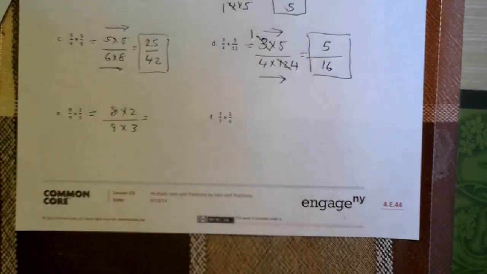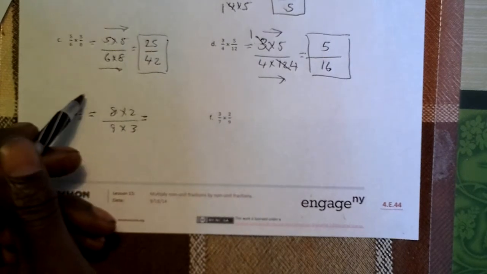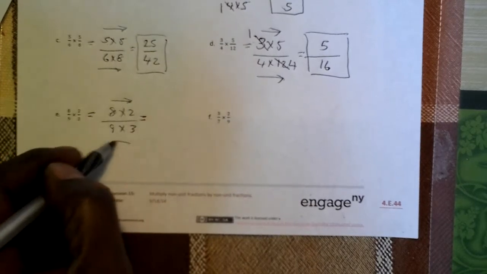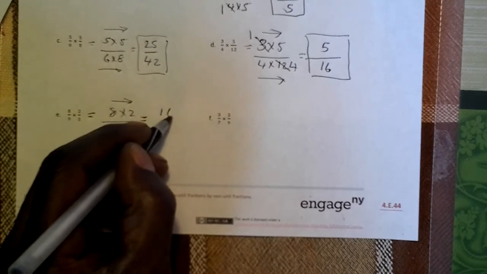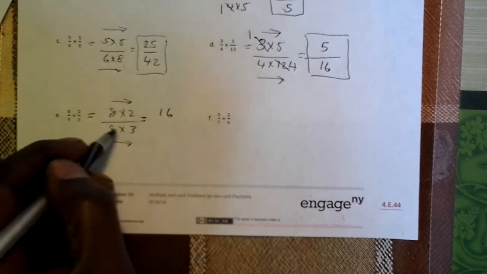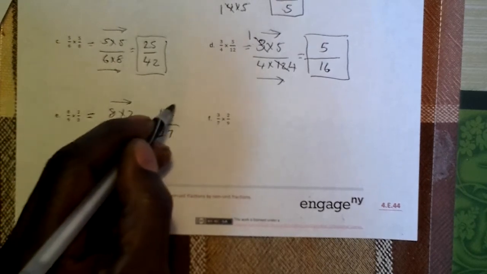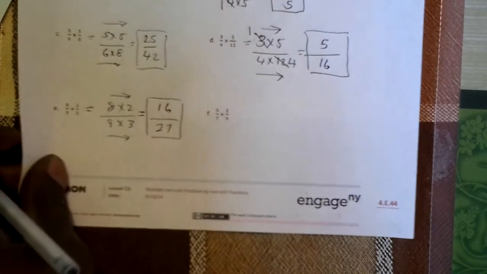No, we don't, do we? So we have to write it as 8 times 2 is 6. So we multiply it right across, okay? 8 times 2 is what? 16. 9 times 3 is 27. So we have 16 27s, okay?